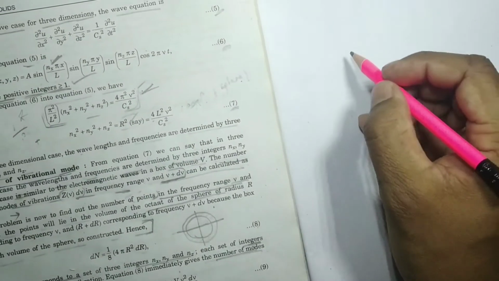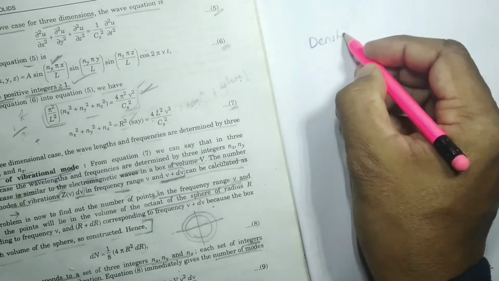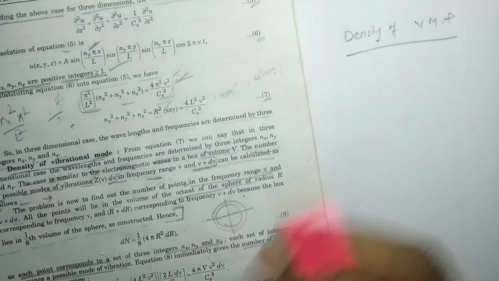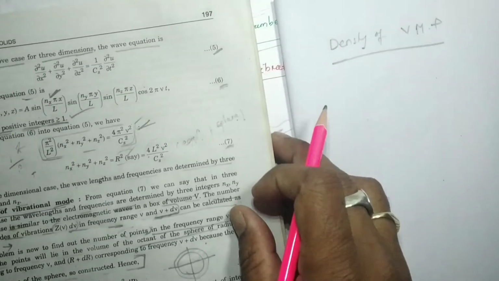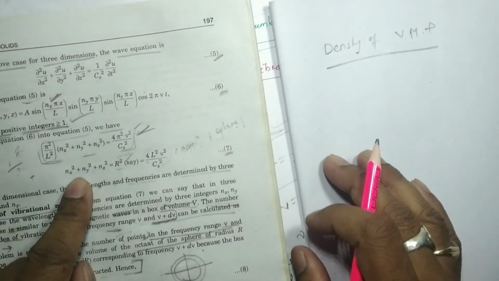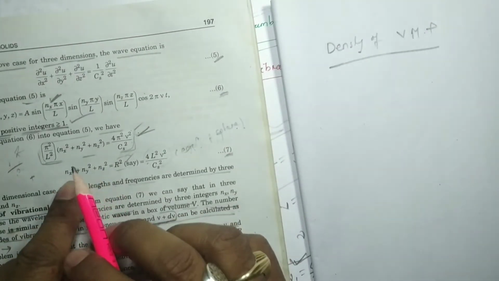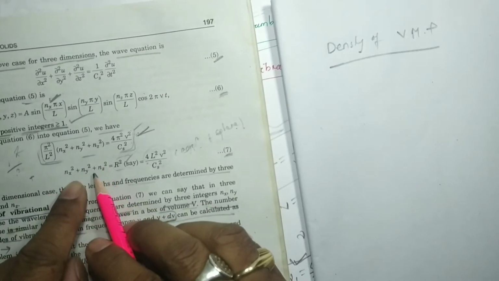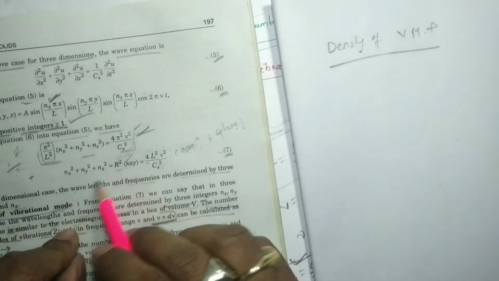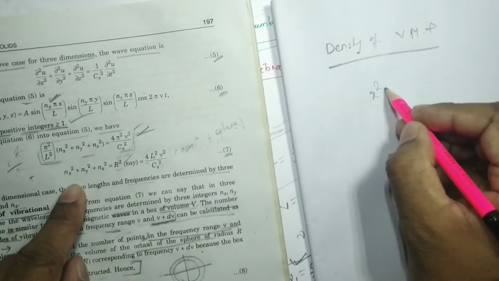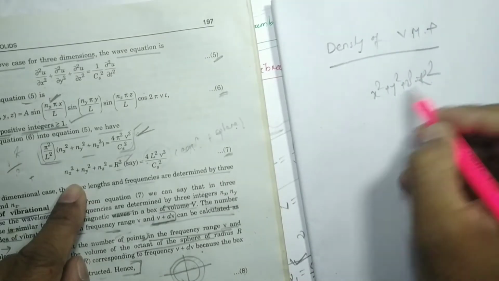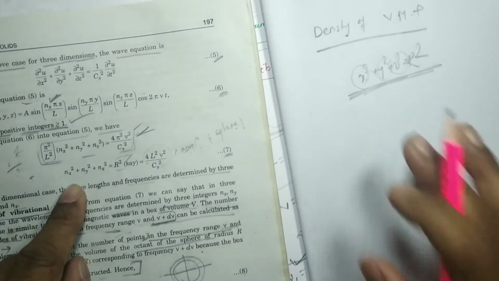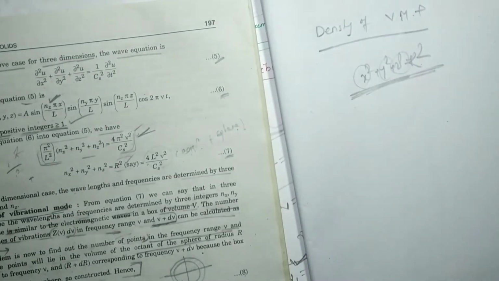Carefully you just watch it. Now we have to discuss the density of vibrational modes. You just put the heading of this one, density of vibrational modes. So here first our consideration is that these 3 should have to be positive. And this is nothing but a sphere equation, x square plus y square plus z square equal to r square. So in case of a sphere, the x component, y component, z component have to be positive. So when will that be possible, I am going to show you.